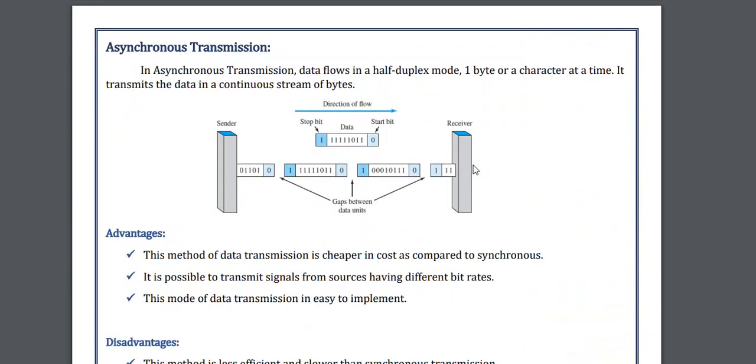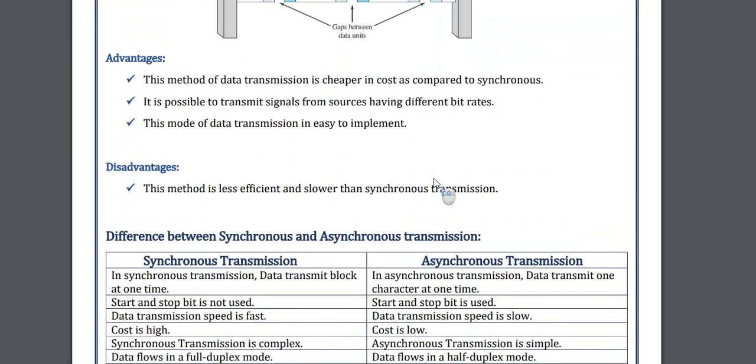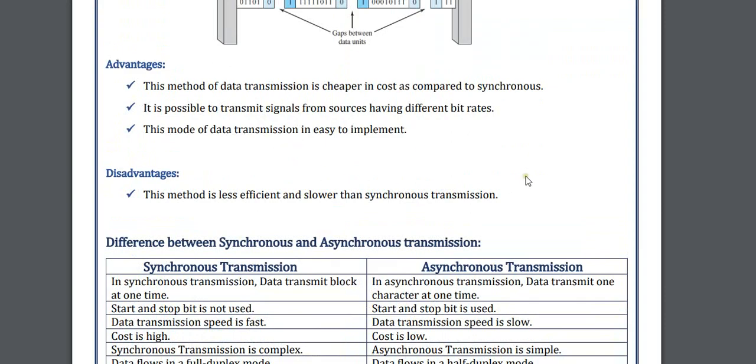In asynchronous transmission, the data flows in half duplex mode. One byte or character at a time is transmitted, in a continuous flow. But because of time delays and other delays, the data gets divided into sections in asynchronous transmission, which can generate problems in sending data. The advantages and disadvantages are given below.